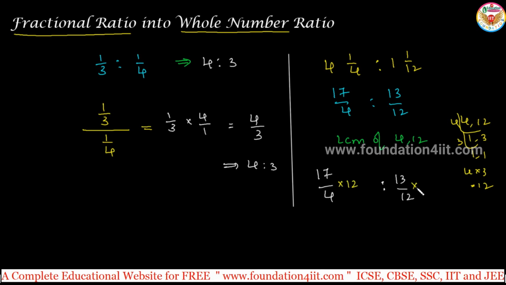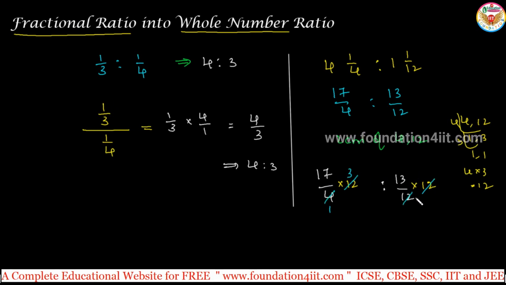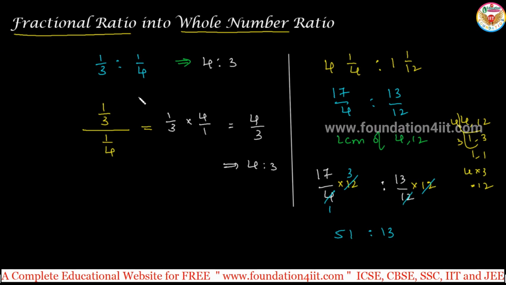Just multiply with 12. That means any ratio, if you multiply or divide with the same number, the ratio does not change. Based on this, you can cancel this. 4 times 1, 4 times 3 and 12, 12. 17 into 3 here, so 51 is to 13. 4 1 by 4 is to 1 1 by 12 is 51 is to 13. Same concept even if you apply this.